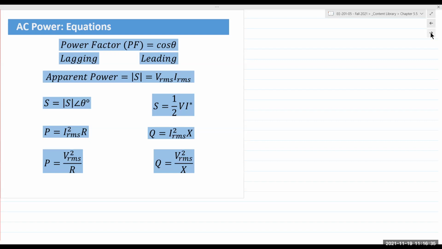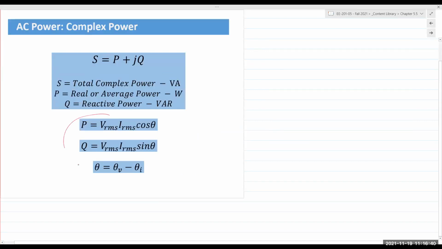Actually, let's go back here. We said we can find P and Q using these equations, right? You have to keep in mind, if you want to find P for a component, you need to find the voltage and current for that component, as well as the power angle for that component. The power angle for any specific component is the phase difference between the voltage minus the current. So theta V minus theta I gives us the power angle.